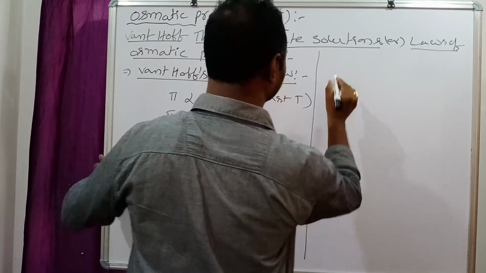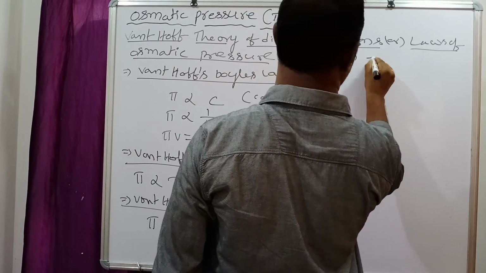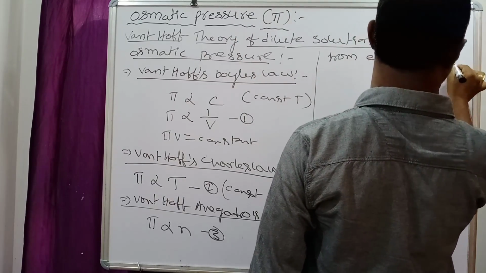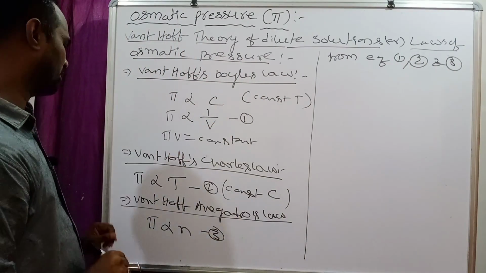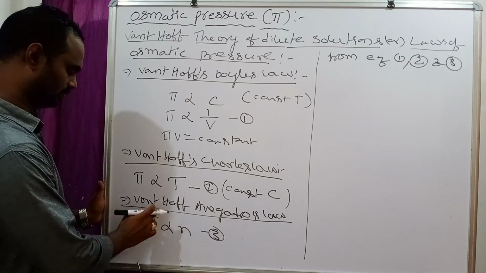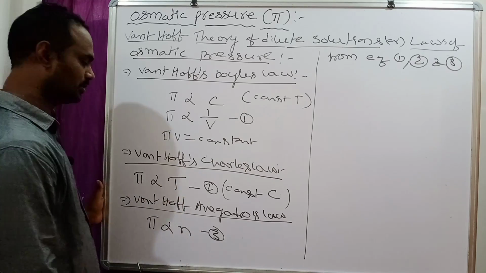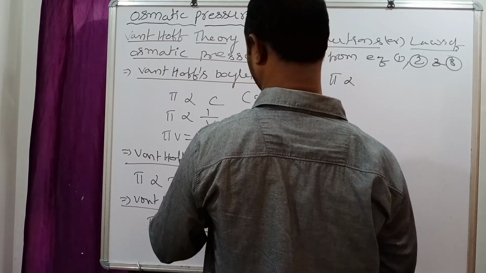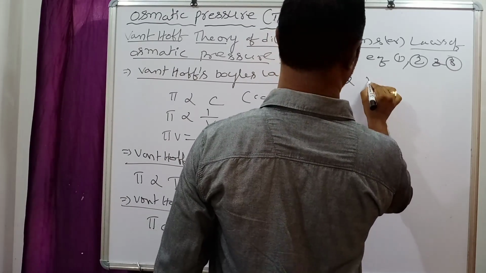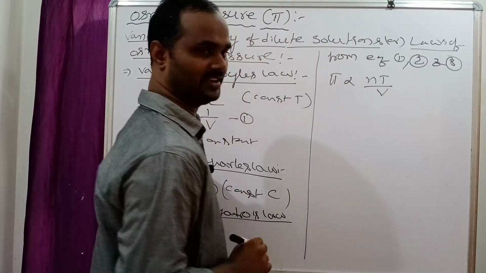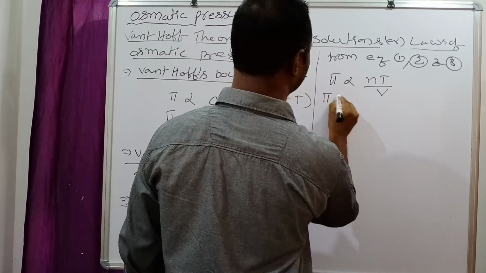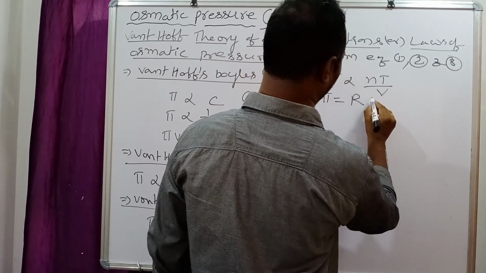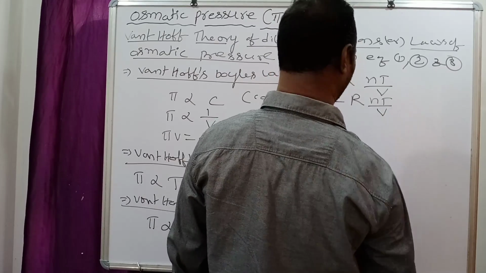From equations 1, 2 and 3: pi is proportional to 1 by V, pi is proportional to N, pi is proportional to T. From all these, what can we write? Pi is proportional to NT by V. To remove this proportionality, we introduce a proportionality constant.